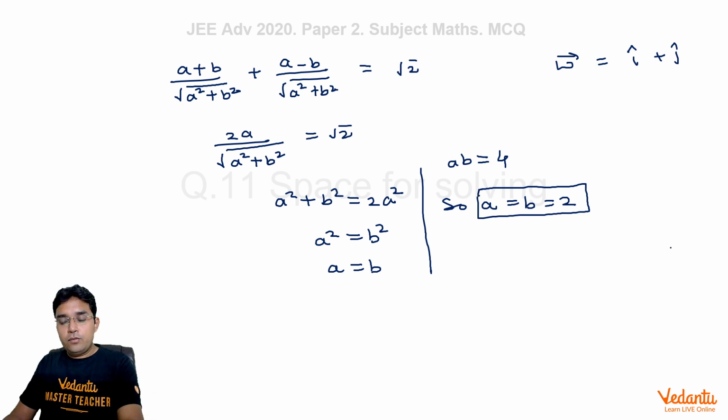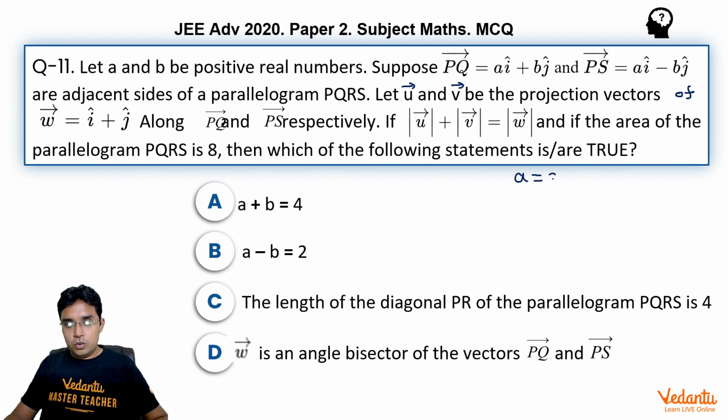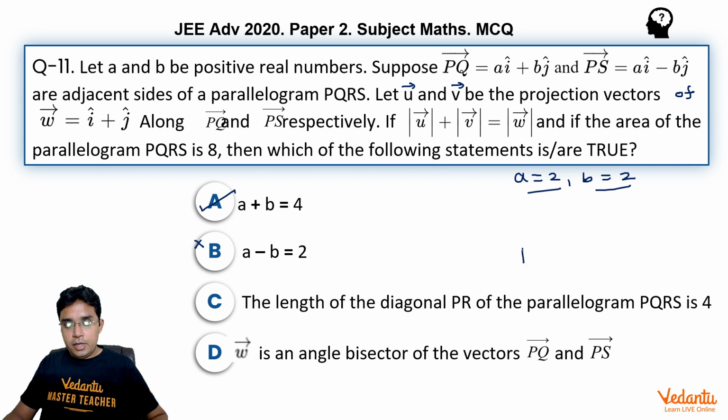Okay, so let us see what options so far we can answer. So we have found A is equal to 2, B is equal to 2. That means my A option is definitely correct. B option is wrong. Even if I would have taken B greater than A, I think answer would have been same, 2, 2. So this B option is definitely wrong. Now length of diagonal PR. So here you can see this diagonal PR is 2A I cap. Okay, diagonal PR vector is 2A I cap. That means my length of PR should be 2A only. Okay, so that will be 2 into 2, 4. So this C also seems correct.